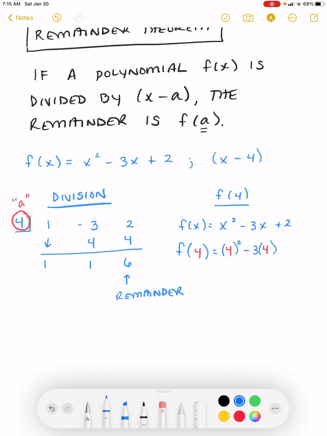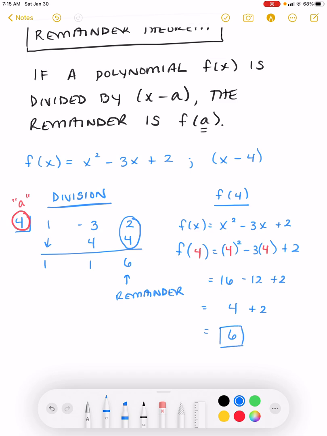plus 2. Let's see if we can evaluate this real quick without a calculator. It's going to be 16 minus 12 plus 2. Well, 16 minus 12 is 4, plus 2. Isn't that interesting? That 4 plus 2 was the same 4 plus 2 right there, and the result is 6. So that's what the remainder theorem says.